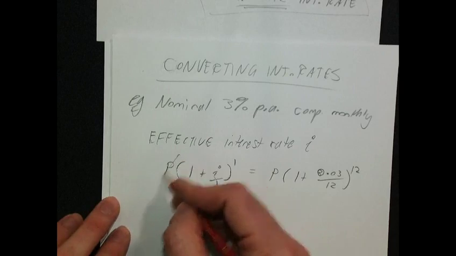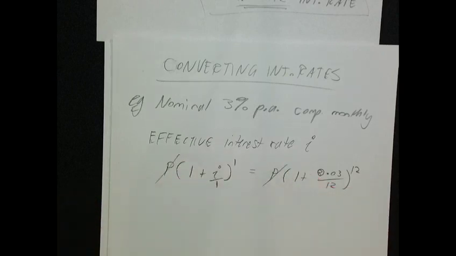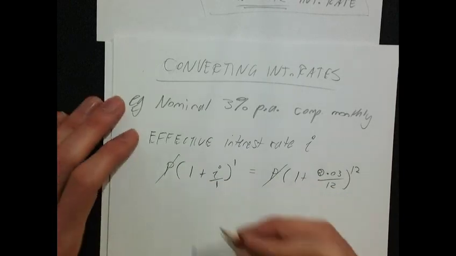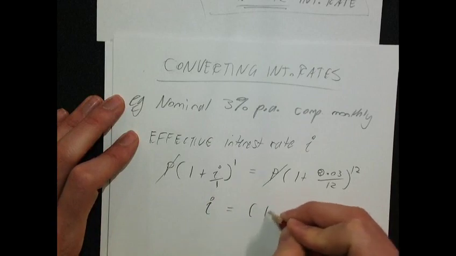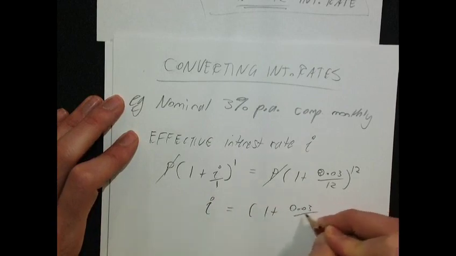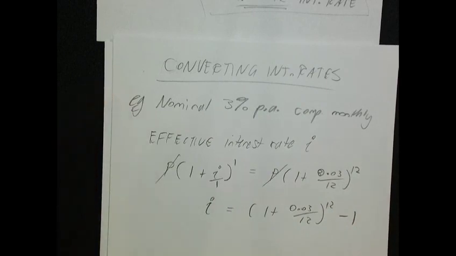So the P's will cancel, so technically you don't need them at all because they've both got a P. I've divided them both by P. And then you'll be able to subtract one from both sides. So you'll be able to get i equals that. And that is the effective interest rate.